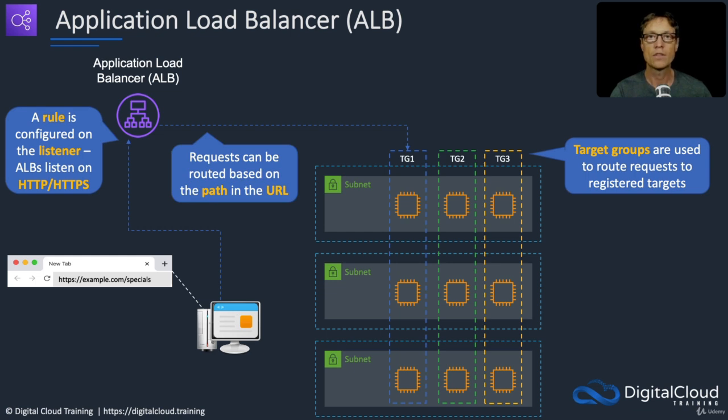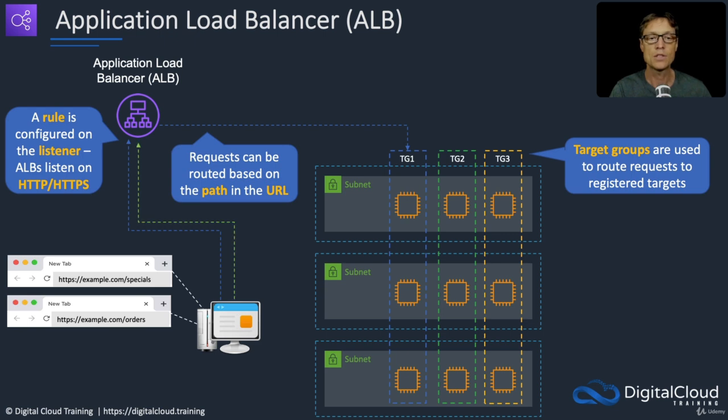group 1. And it's done so, it's made that decision about which target group to send the connection to based on information in the path of the URL. So in other words, the /specials has been used to determine that target group 1 should respond. So maybe that's a special application that's been put in place specifically for a special offer that the company is running. Next, the user goes to example.com/orders, and this time the ALB will actually route the request to target group 2 because /orders is configured in a rule to forward to target group 2.